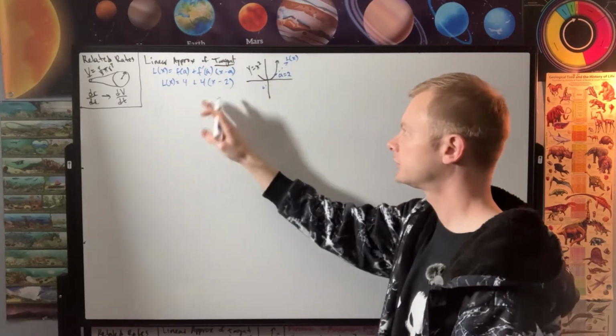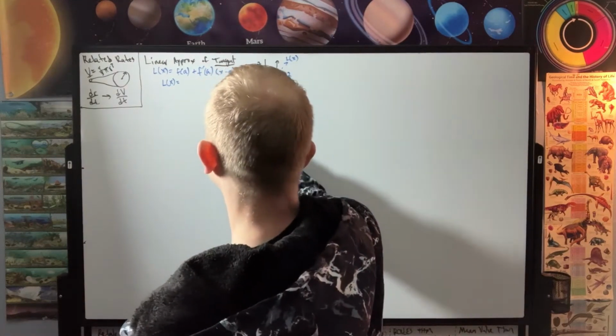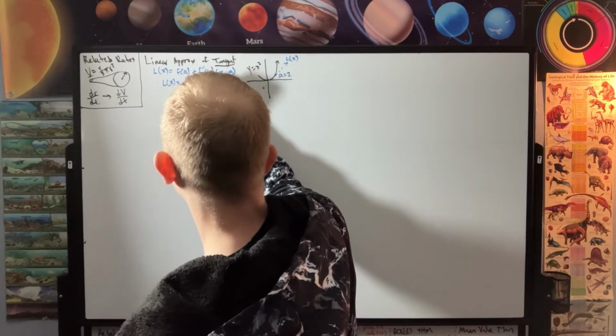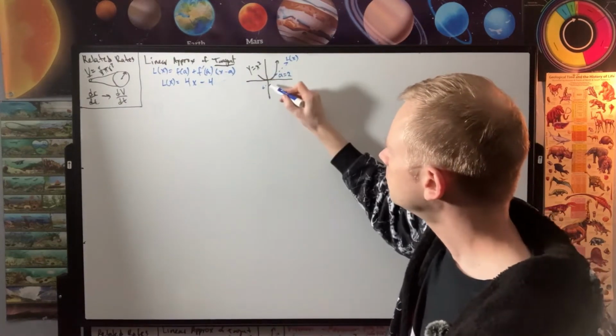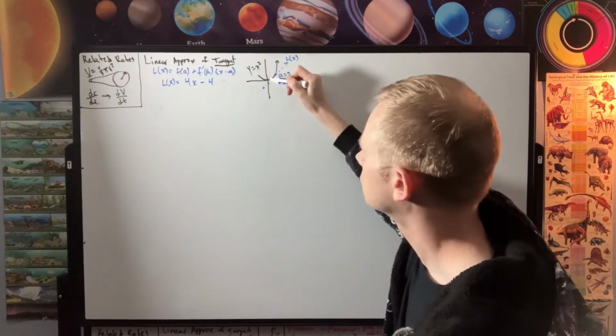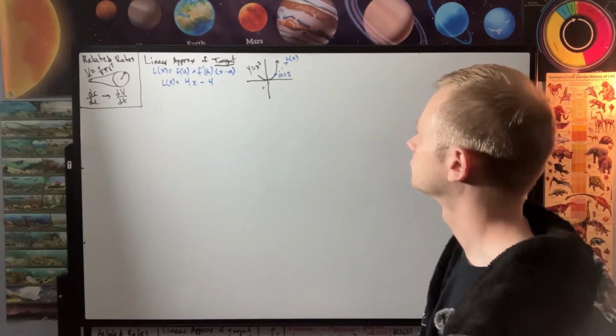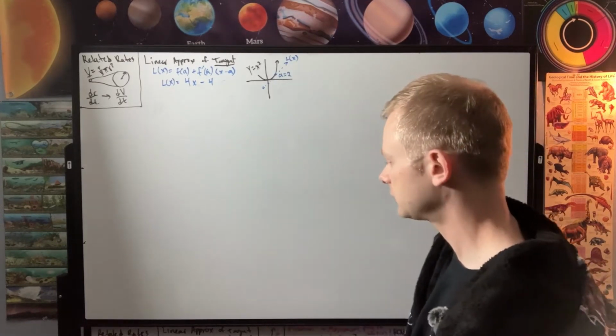And once we do some little algebra, let's rewrite this. It would come out to 4x minus 4. Okay, and so that's going to be the equation of the line. You can see it even intersects right here. That would be negative 4 right there. So 4x minus 4. Pretty good estimation.